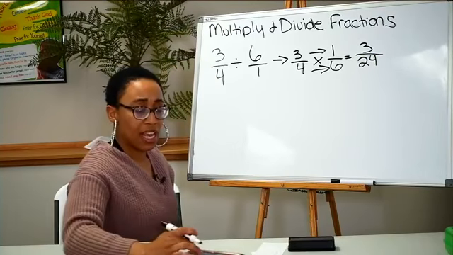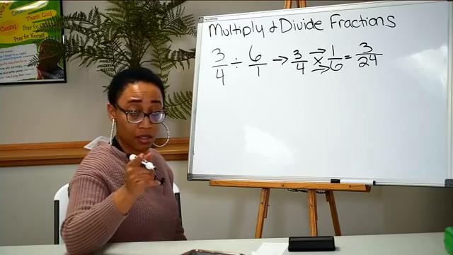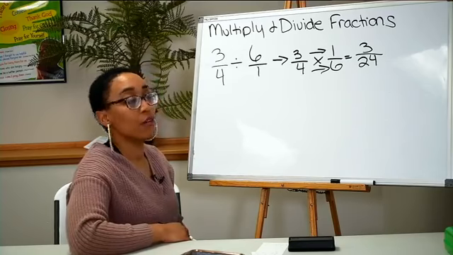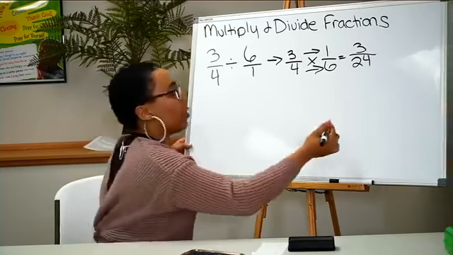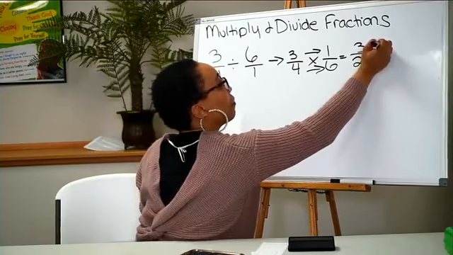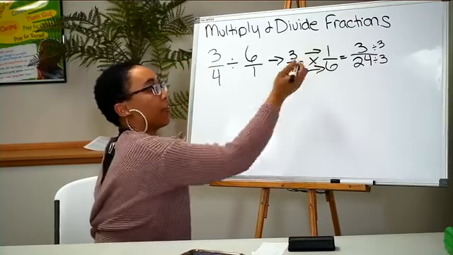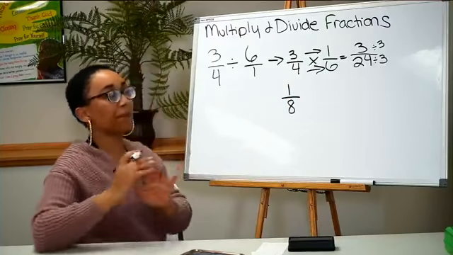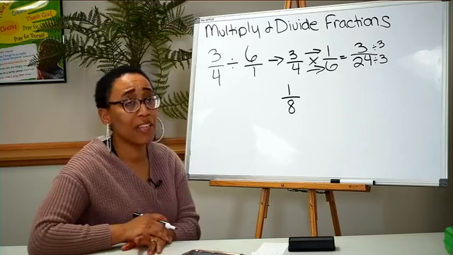See that? Is that reduced? No, it's not. 3 goes into 24 how many times? 8. So we're going to divide both numbers by 3. I'm just going to write it down here. 3 divided by 3 is 1. 24 divided by 3 is 8. So our answer is 1/8. Okay? Hopefully that makes sense.